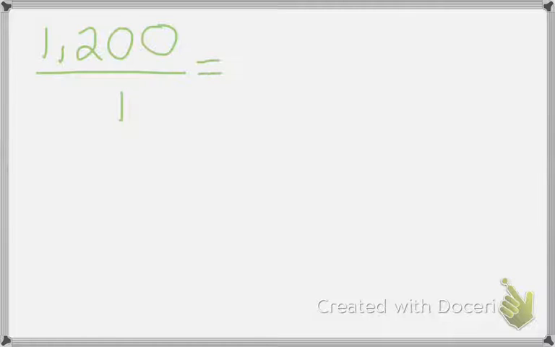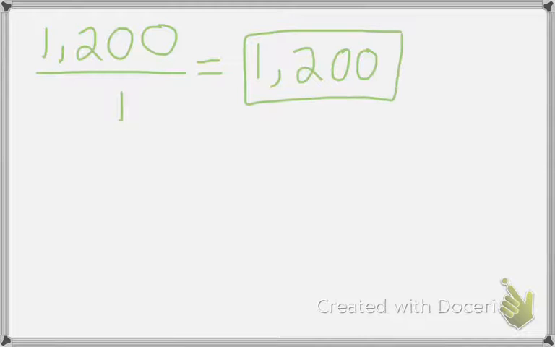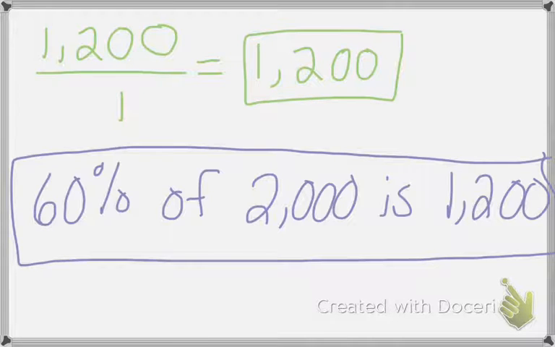Now, any number divided by 1 is itself, right? So your answer is 1,200. So 60% of 2,000 is 1,200. Like the example I said before, we are trying to figure out how many of the 2,000 students' favorite music genre was R&B. So 60% of 2,000 is 1,200 students.